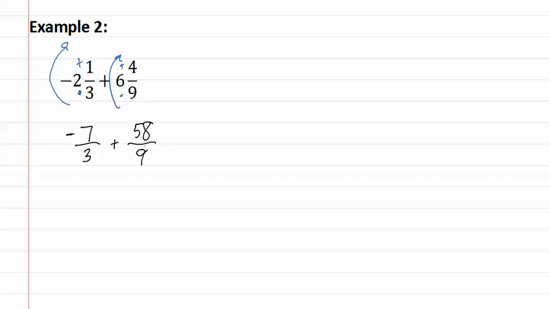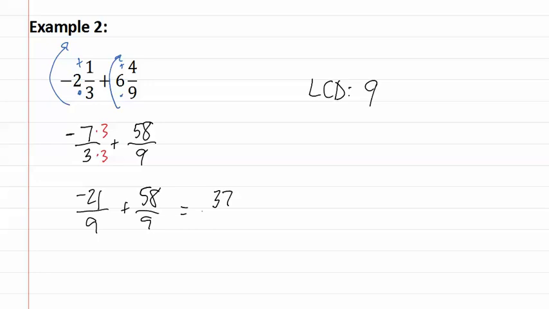So I have 58/9. As you can see, the denominators do not match, so we have to find a least common denominator, which in this case is 9, using mental math. So we change the first one to match. This gives us -21/9 plus 58/9. When we do -21 plus 58, we get 37/9, which we then need to change back into a mixed number, seeing as that's what we started with.